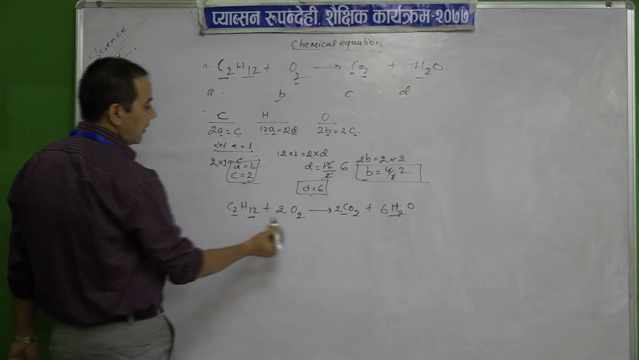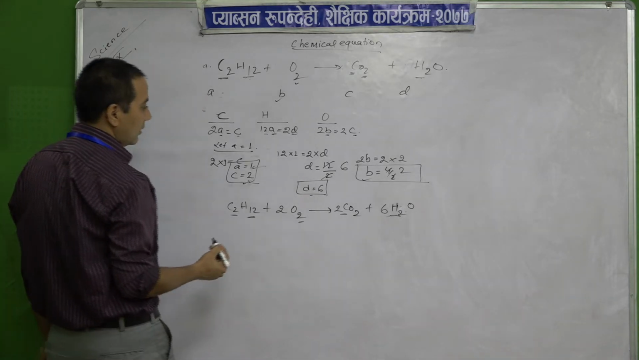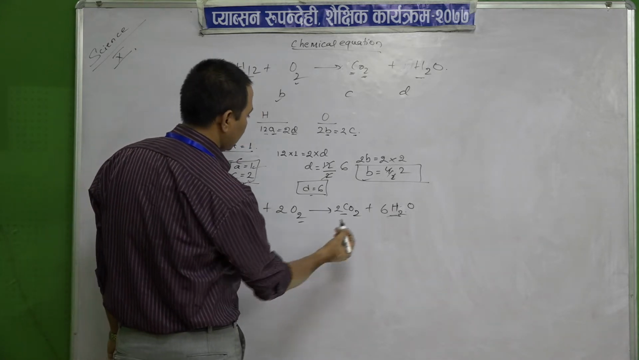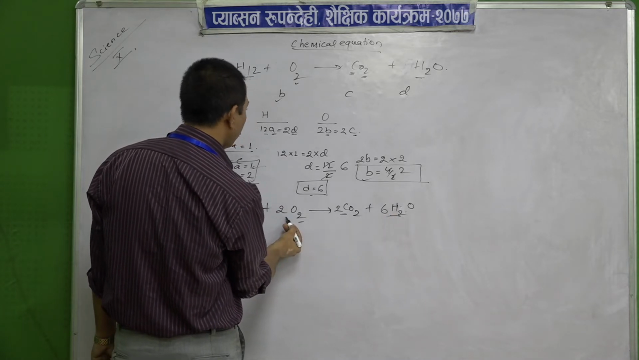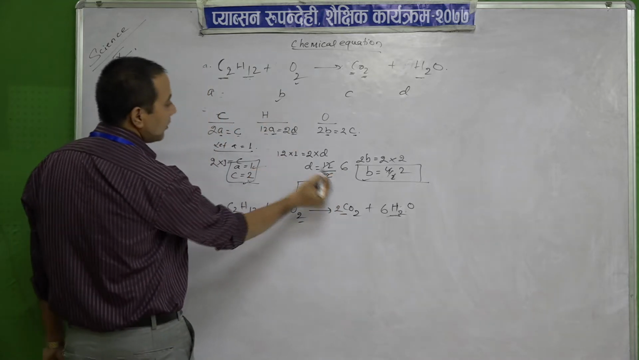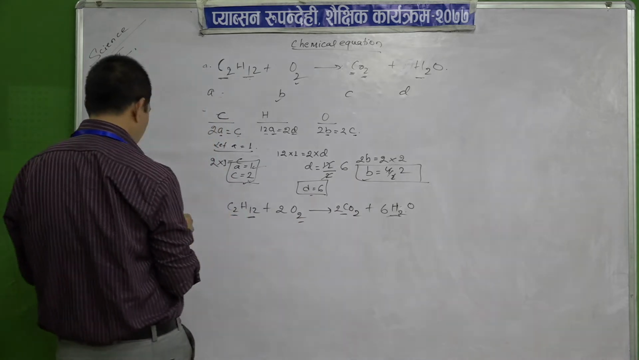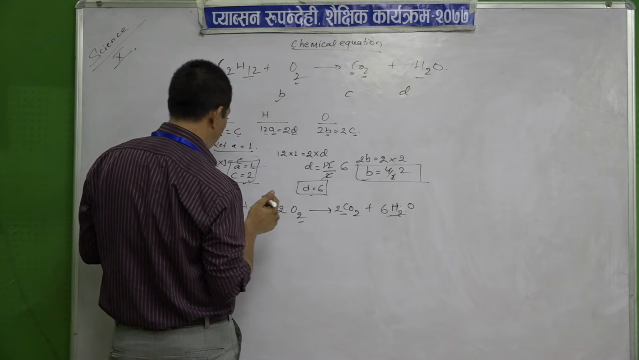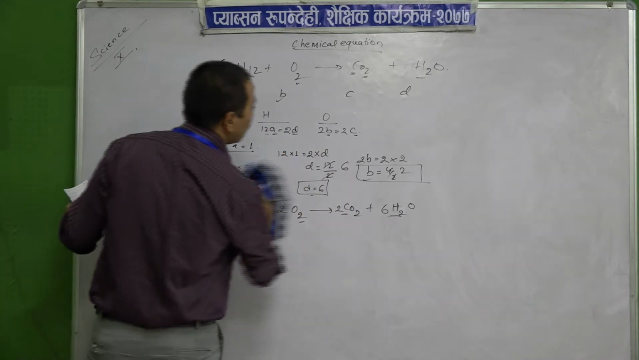Now comes the other one, oxygen. How many oxygens are there? 2, 6, 8. What is the value of B? Sorry, the value of B is 2. 2B means 2D. So I somewhat mixed it up. Let's try once again.